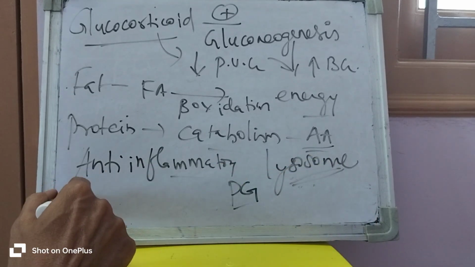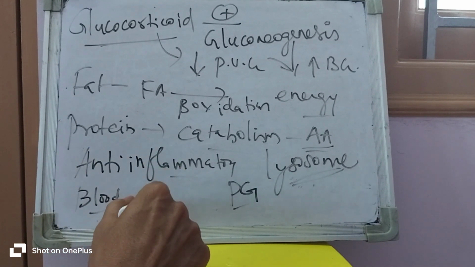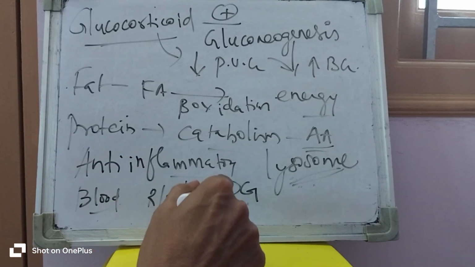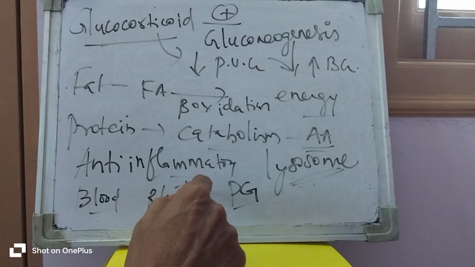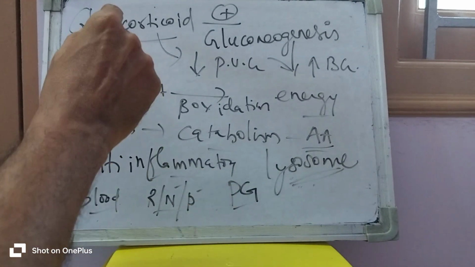And in the blood cells, cortisol increases the red blood cell, neutrophil and platelets. And all the other cells, the count is decreased. It decreases the lymphocyte, it decreases the eosinophil, and it decreases the basophil. So except for RBC, neutrophil and platelet, all the cell counts will be decreased by glucocorticoids.